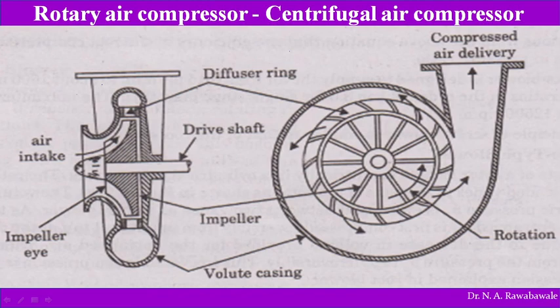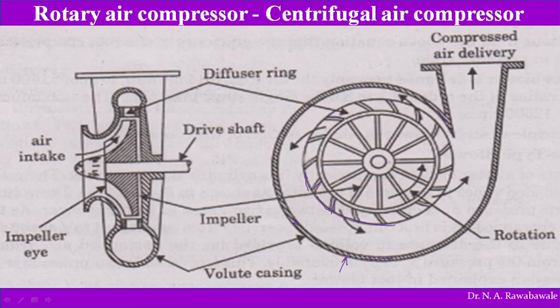Now coming to the next type, the rotary air compressor, the centrifugal air compressor. What is the centrifugal air compressor? It is very similar to the centrifugal pump. It has a volute casing. This part is known as the volute casing. The outermost part is known as the volute casing, which is stationary. Then the next part is known as a diffuser. This part, which looks like an impeller, is known as a diffuser or a diffuser ring.